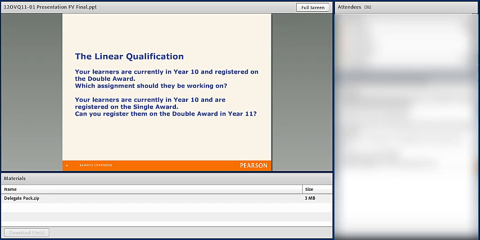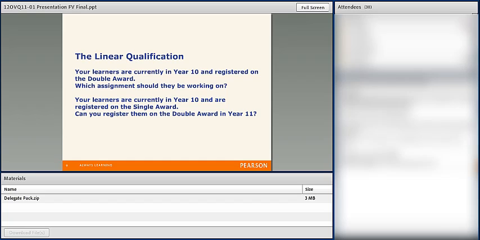If your learners are currently in year 10 and are registered on the single award, then they will be presenting their assignment in May 2013. So it's the one that is currently available. And then one question that has come up a lot is, can you then register them on the double award in year 11? And the answer to that is yes.